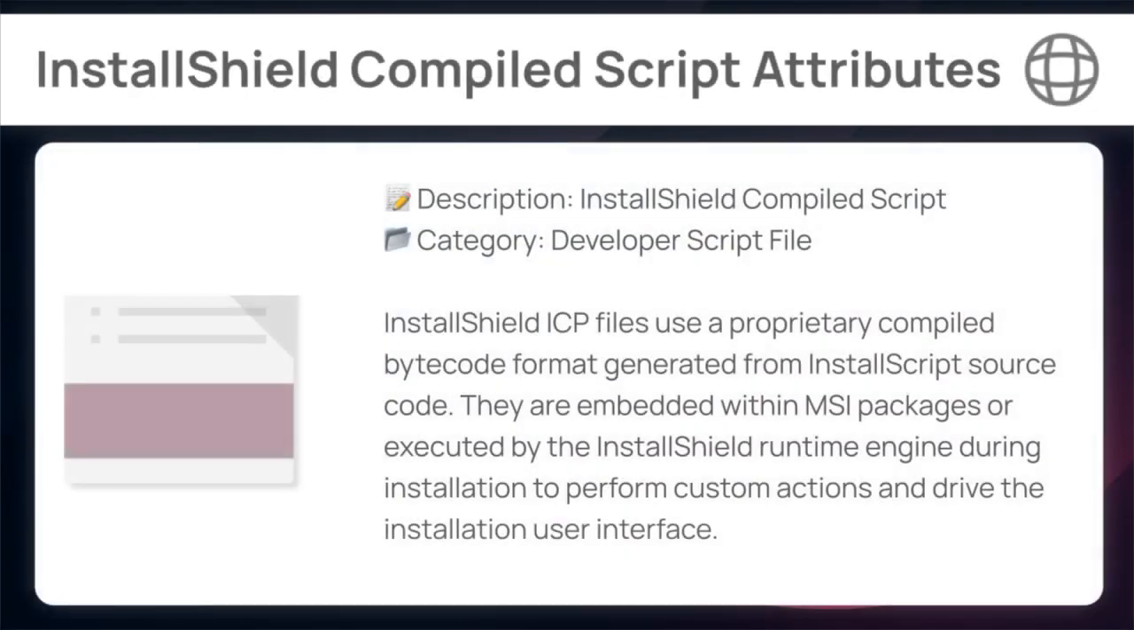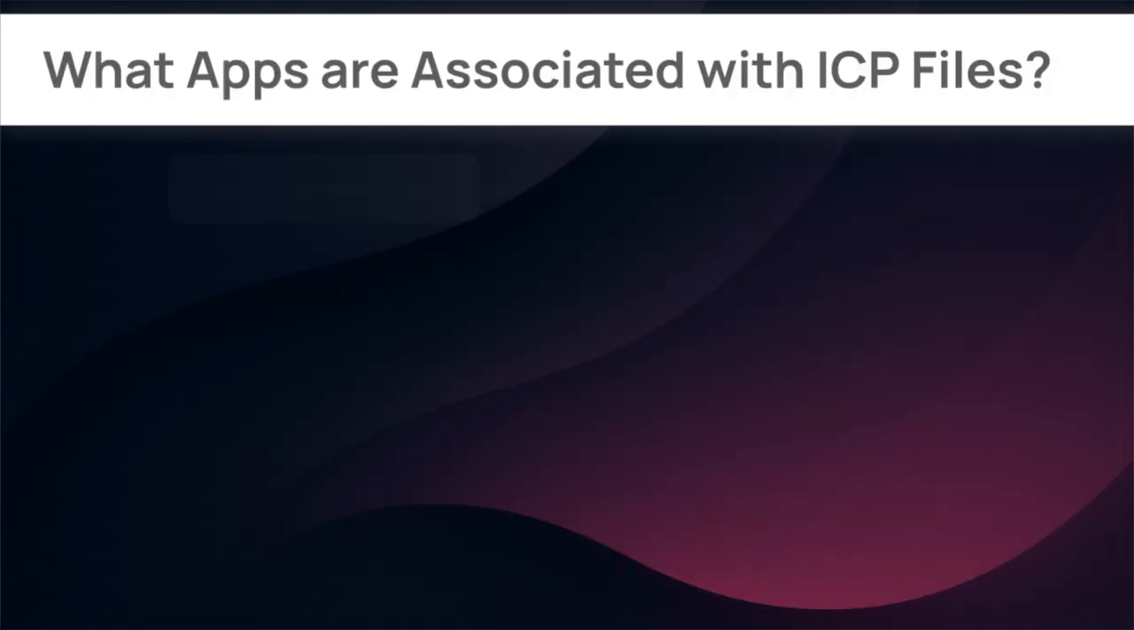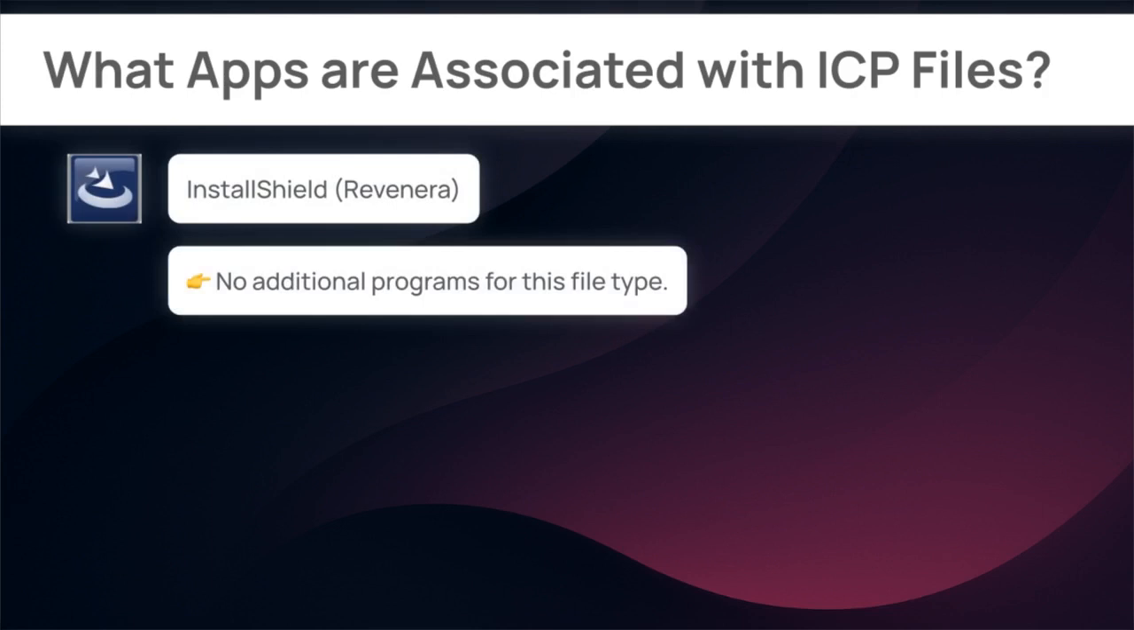InstallShield ICP files use a proprietary compiled bytecode format generated from InstallScript source code. They are embedded within MSI packages or executed by the InstallShield runtime engine during installation to perform custom actions and drive the installation user interface. Optimal handling of the ICP format is achieved using InstallShield by Revenera.